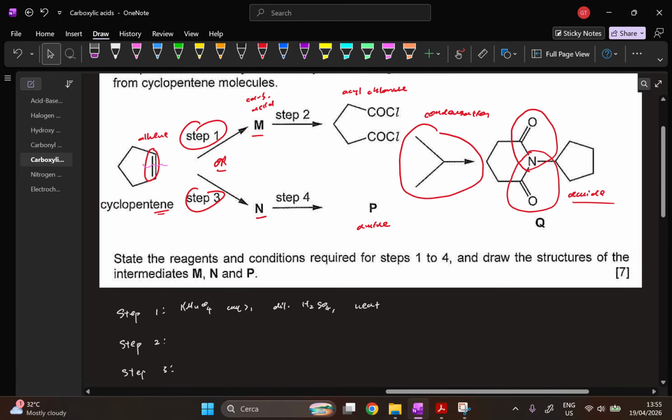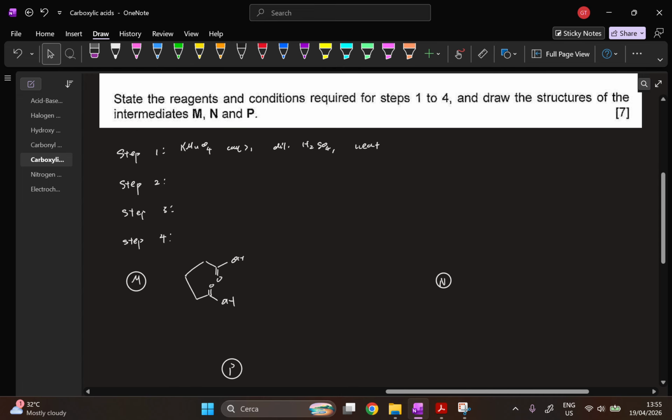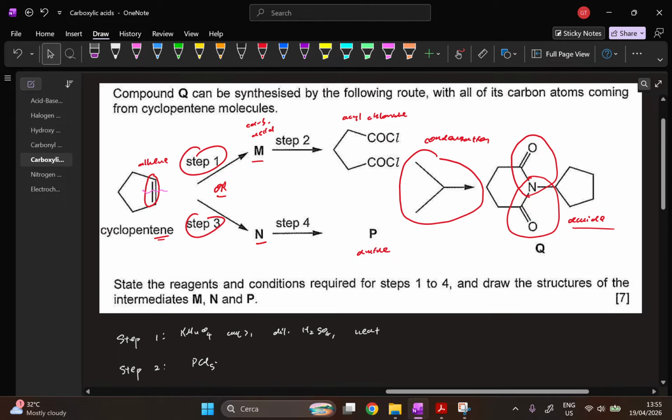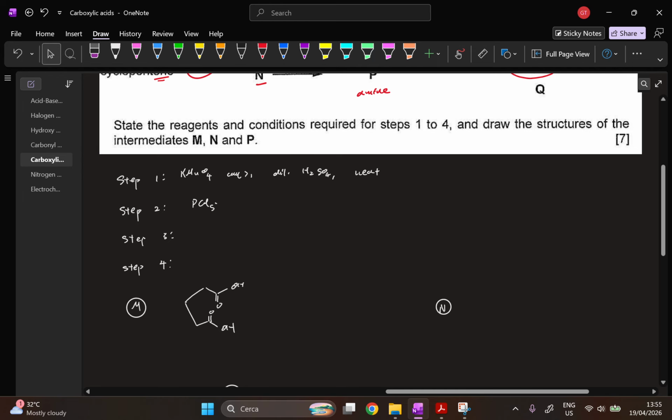Now, from M, we want to convert this carboxylic acid to the acyl chloride. So obviously, this is just simple, right? PCl5. Need heat? Don't need heat. The other part in your syllabus where you use PCl5 is nucleophilic substitution of alcohol to form chloroalkane. That one also PCl5, that one also don't need heat. So please don't write PCl5 warm or PCl5 heat. There's no need, it's just PCl5.